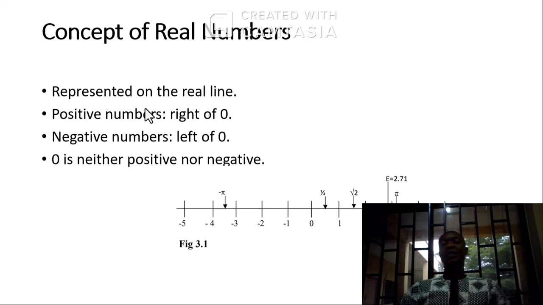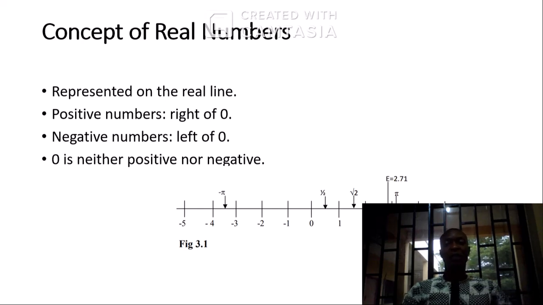Real numbers can be represented on the real line. What do you mean by real line? You know what you had in primary school: you draw a number line. You have 0, 1, 2, 3 to your right, and negative numbers to your left. Real numbers can be represented on this; there is no number that you cannot represent on this number line. Look at this figure 3.1.